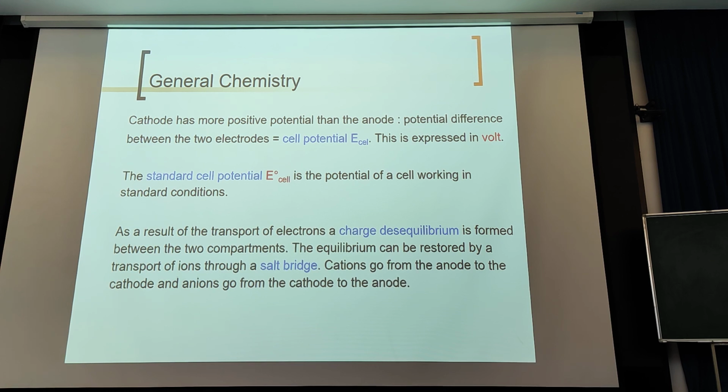Okay, so the salt bridge is there to restore the charge disequilibrium that we could have as a result of the electron flow, and that way we restore the cycle.